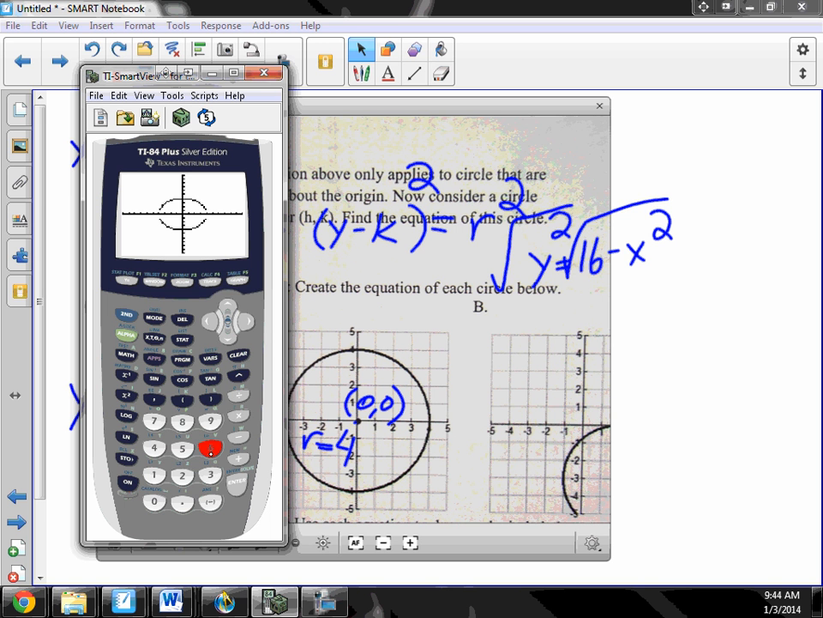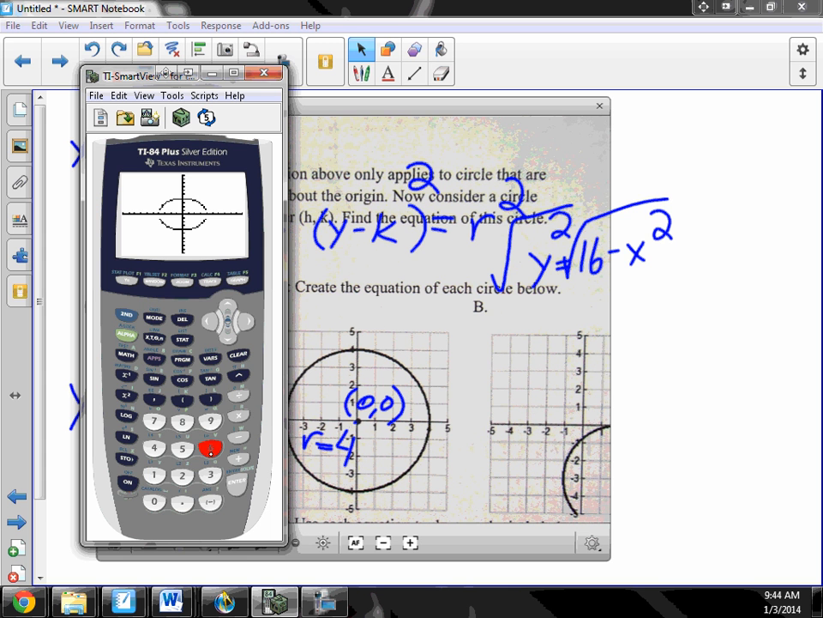What's wrong with the screen? Right, so in the standard window, the x values go from negative 10 to 10, and the y values also go from negative 10 to 10. So we're looking at a square screen, only our calculator is not square, it's rectangular. So it had to pull that x-axis out in order to make it fit, which stretched the circle.